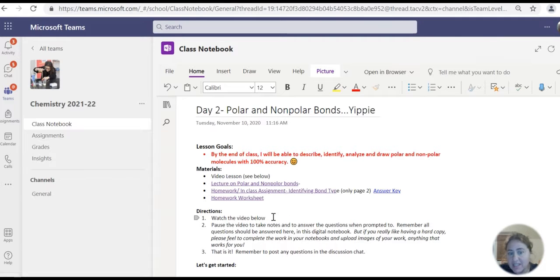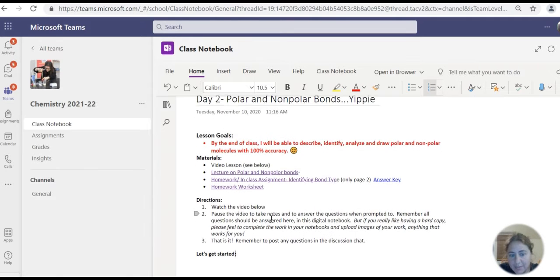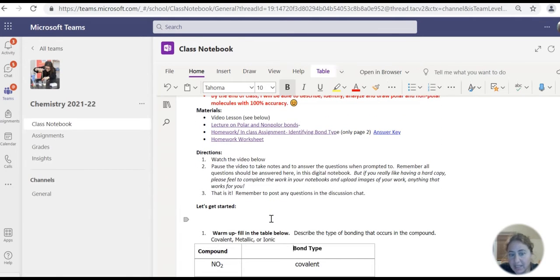So the directions are easy. You're just going to watch this video. You're going to pause it to answer the questions, and that's kind of it. You can answer everything either in the notebook itself, like you guys know how to do, or you can do it on a hard copy and then just upload the pictures. Remember, I'm not too picky about how you do it as long as you do it. So pick any means that you need.